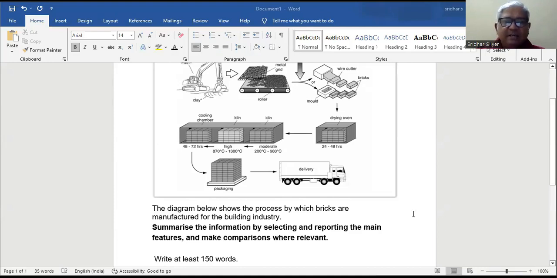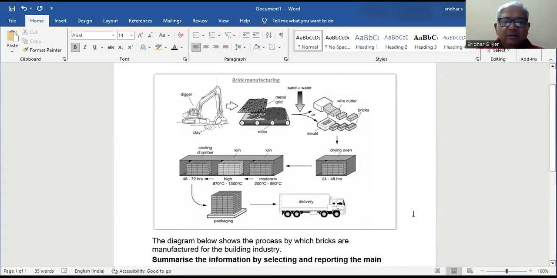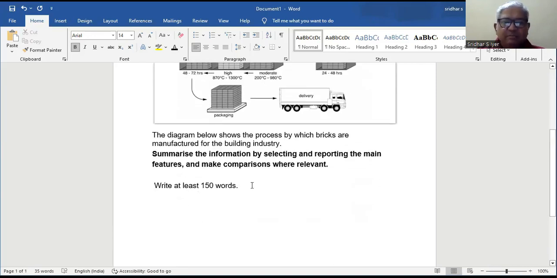So I see that there is a digger, then there is a metal grid, and the metal grid is on the roller, sand plus water is mixed, wire cutter, bricks, mold, drying oven, then there's a kiln, and the bricks are heated from moderate to a high temperature. There is a cooling chamber, then the packaging is done. Finally, it's delivered to its recipient, building companies. All right, let's get started.